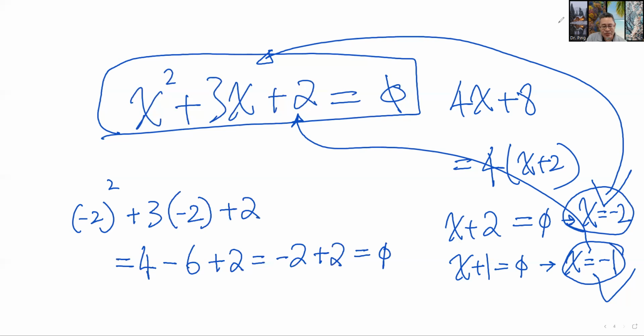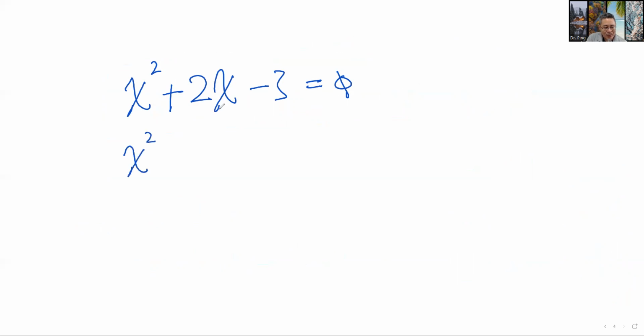So I'm going to show you one more, okay? This kind of problem is x squared plus 2x minus 3 equal to 0. How do we solve that one? We can see the same thing. We're going to break the 2x into 3x minus x.